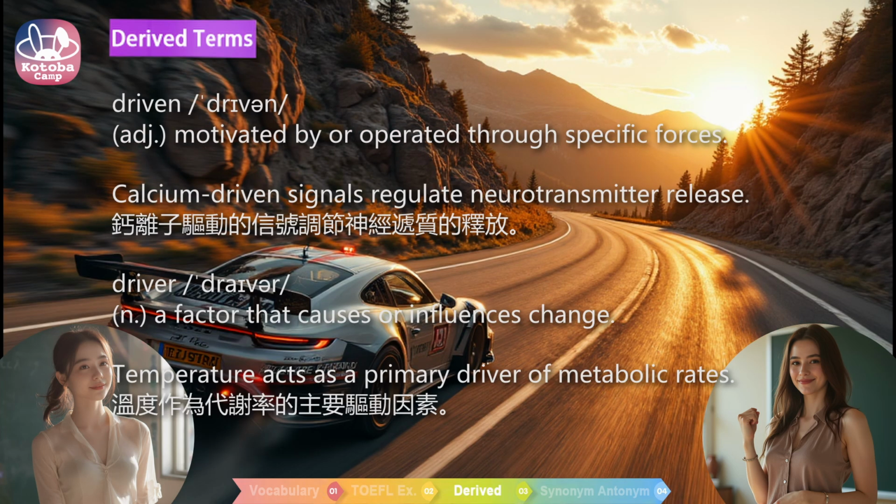Driven. Calcium-driven signals regulate neurotransmitter release. Driver. Temperature acts as a primary driver of metabolic rates.